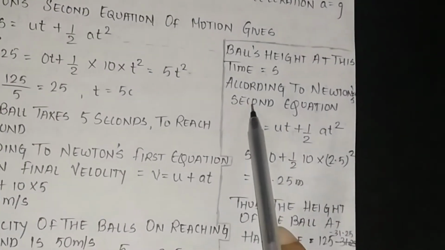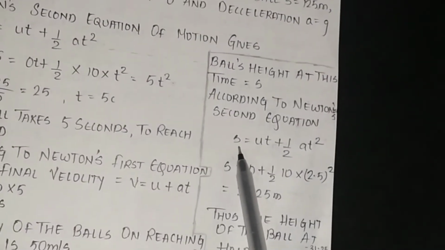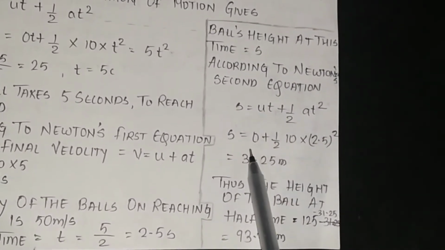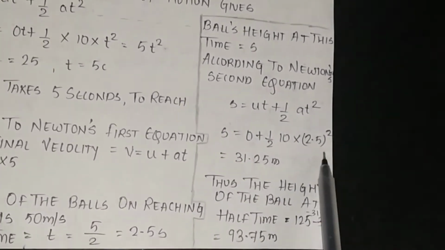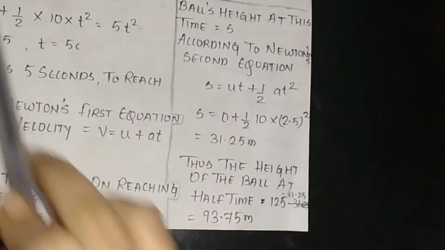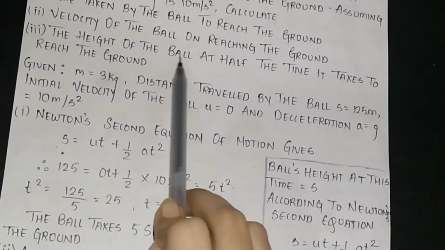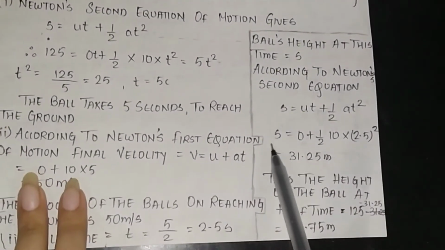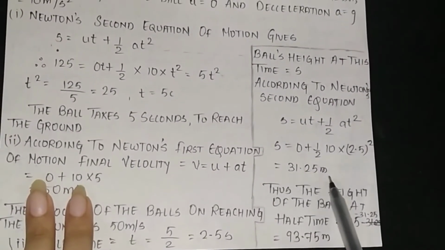According to the second equation, we can write s is equal to ut plus half at square. Here we also have to put the values to calculate the distance of the ball at half the time taken to reach the ground. Therefore, s is equal to 31.25.